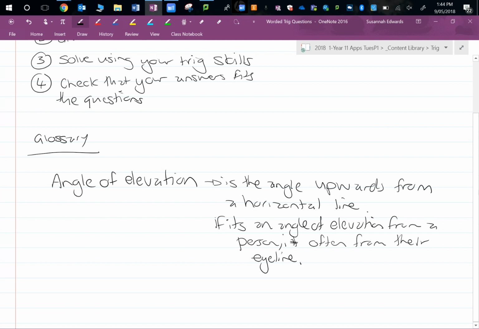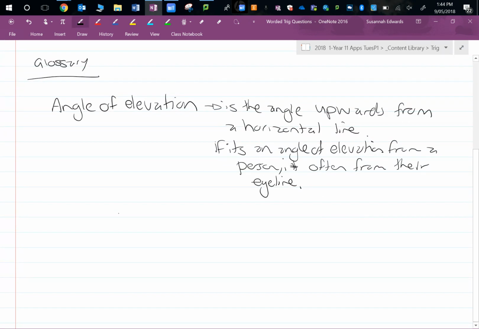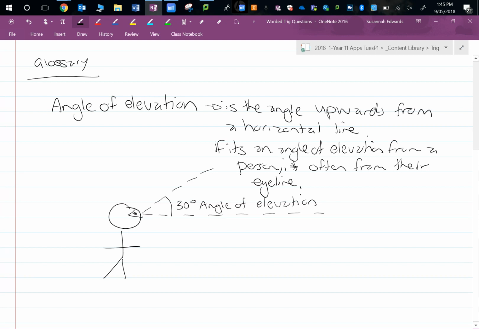So sometimes you'll actually have to add how much distance there is from the ground to their eyes, because they're actually talking about the horizontal from their eyes. What I mean by that is if we had a person, remember that I'm not an art student, and we have their eyes there, okay? If you had a horizontal line from there, the angle of elevation was, say, 30 degrees. This would be a 30-degree angle of elevation. So from the horizontal upwards is an angle of elevation.